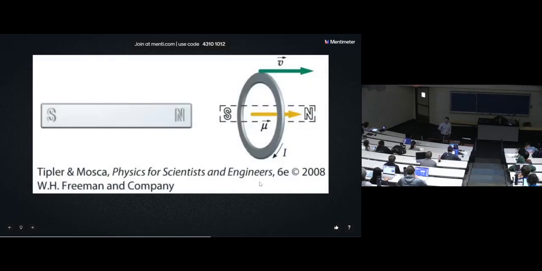Another way you could think about this, since velocities are relative anyway, is what if the bar magnet stayed still, but now I'm moving the current loop away from the bar magnet? Well, now you see that the induced magnetic moment is in the opposite direction as the previous slide. It's now pointed to the right, in the same direction as the magnetic field from the bar magnet.